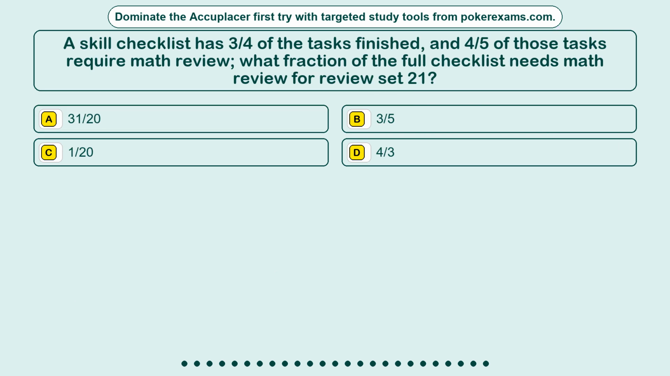Question 2. A skill checklist has 3/4 of the tasks finished, and 4/5 of those tasks require math review. What fraction of the full checklist needs math review for review set 21? Option A, 31/20. Option B, 3/5. Option C, 1/20. Option D, 4/3.